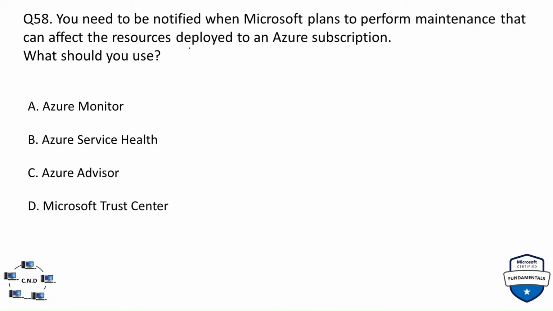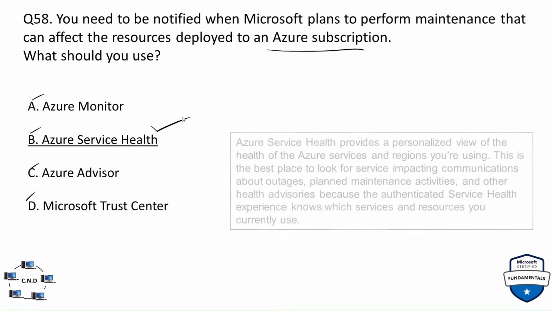Question number 58 is that you need to be notified when Microsoft plans to perform maintenance that can affect the resources deployed to an Azure subscription. What should you use? And the options are option A, Azure Monitor, option B, Azure Service Health, option C, Azure Advisor, and option D, Microsoft Trust Center. The correct option is the Azure Service Health.